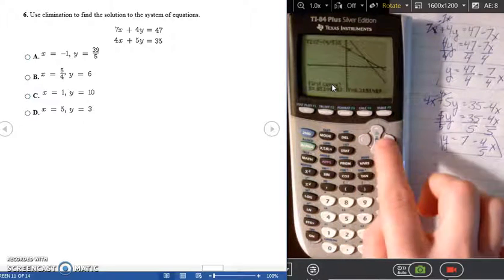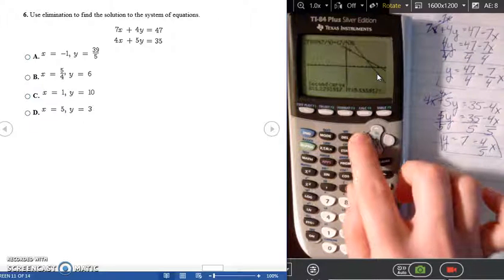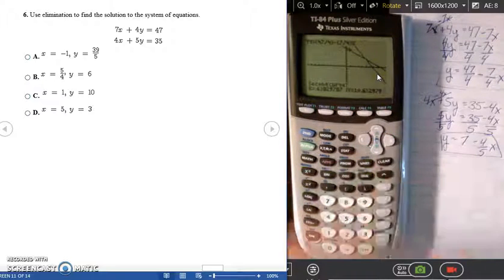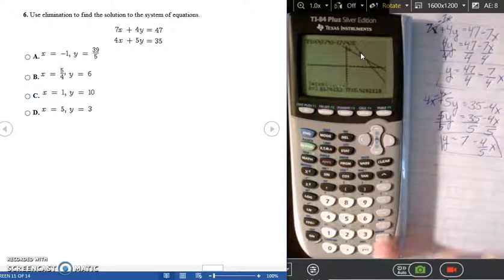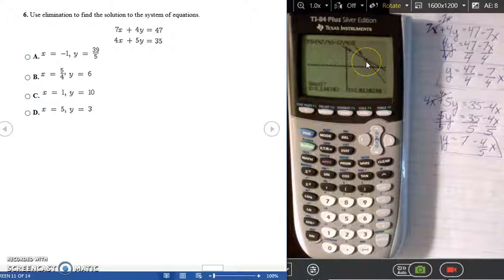I'm using the buttons to get this spider that's blinking here over a curve. And so I'm going to press enter to tell it that's my first curve. And then I need to put it on the second curve, which is going to be the second line here. So I'm going to use my arrow buttons until I see it. And there it's flashing right here on that second line, so I'm going to press enter. And then the next question it asks me is to guess where the intersection is. So I'm just going to use my right and left arrows to get it as close to the intersection as I can. So there it's blinking over the intersection, and I'll press enter. And it tells me the intersection is x equals 5 and y equals 3, which is choice D, your final answer.